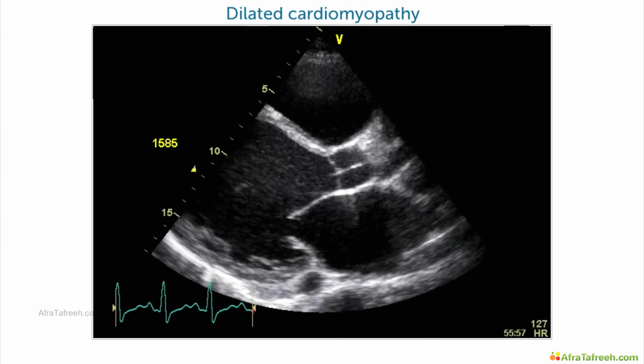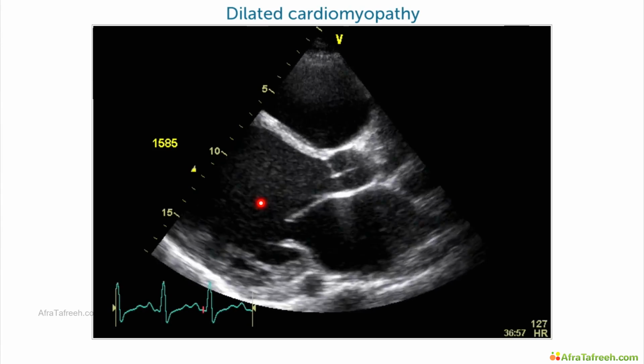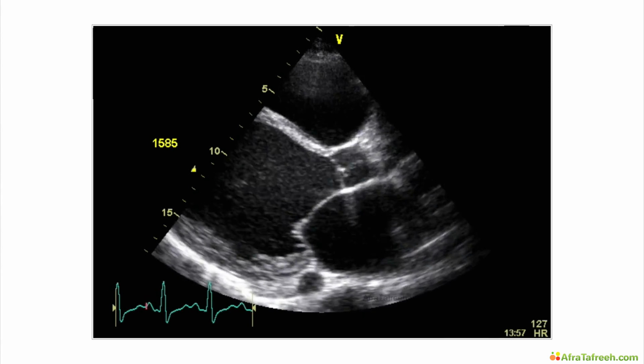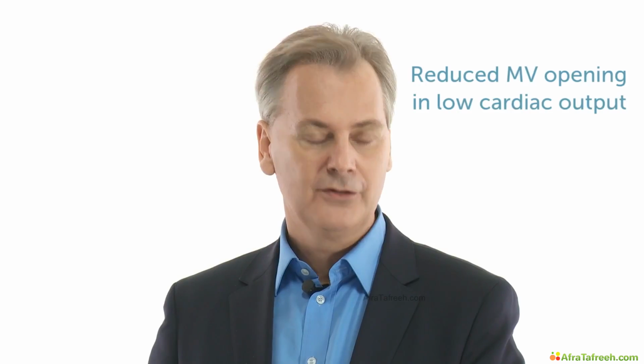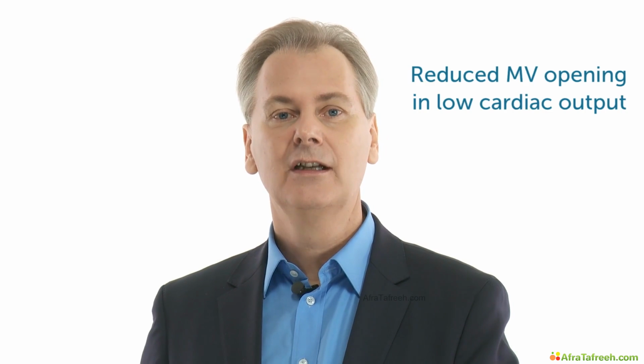No. What this patient has is dilated cardiomyopathy. Left ventricular function is very poor. And the reason why the valve doesn't open is because it's not being pushed open, because cardiac output is low. So don't confuse this pathology with rheumatic mitral stenosis.